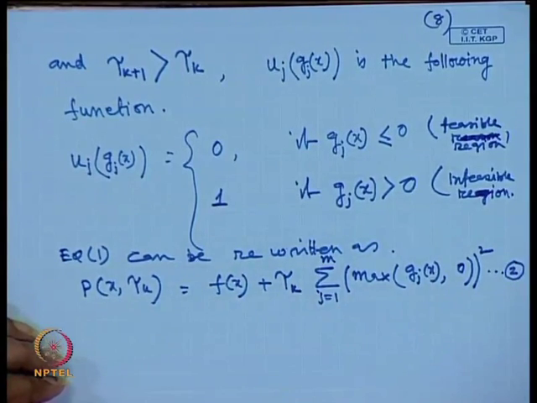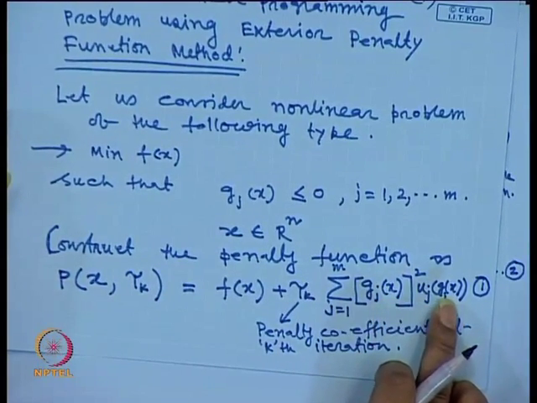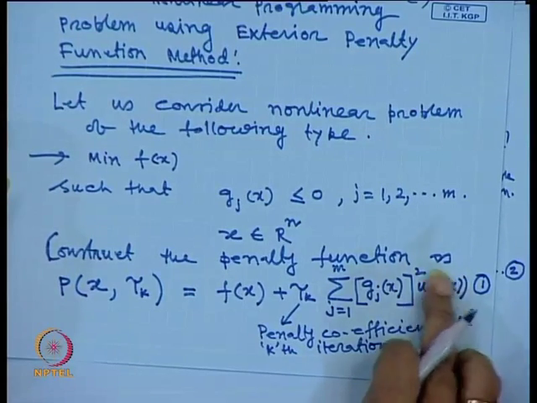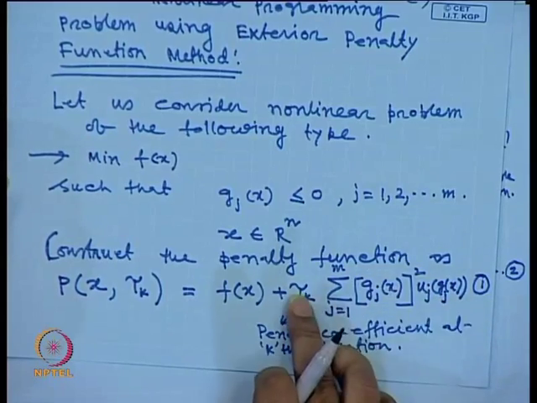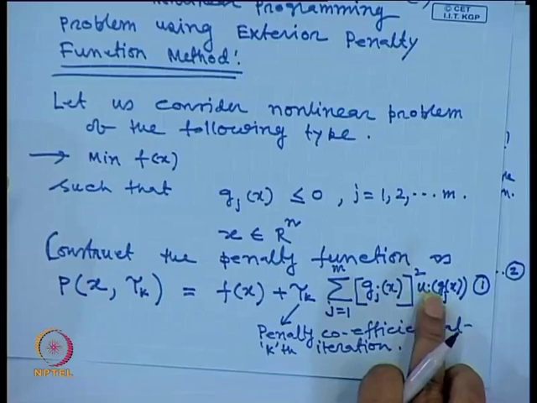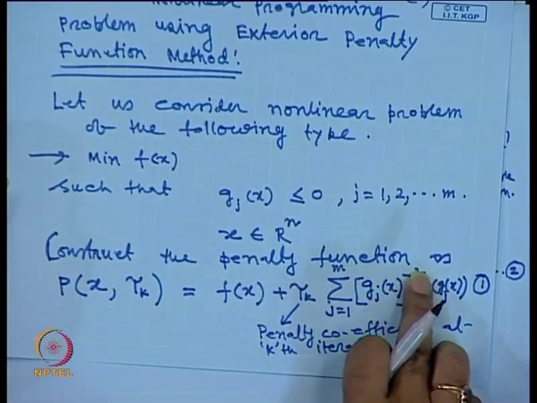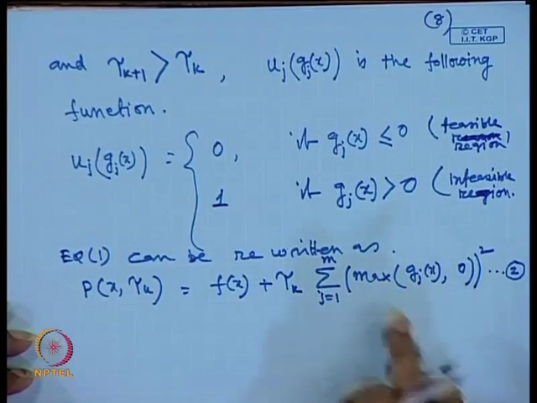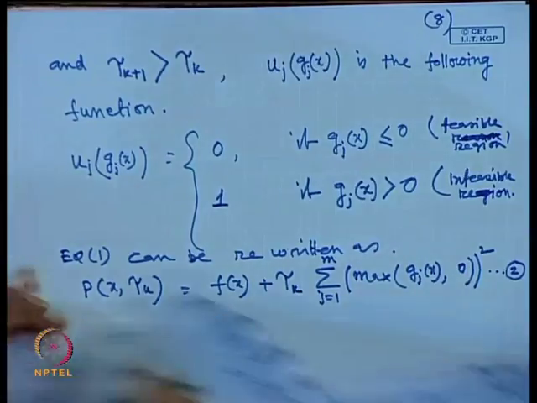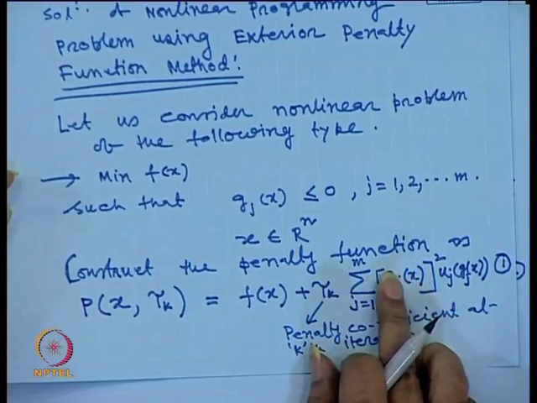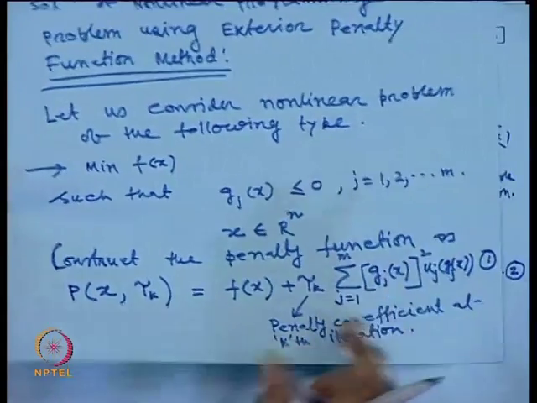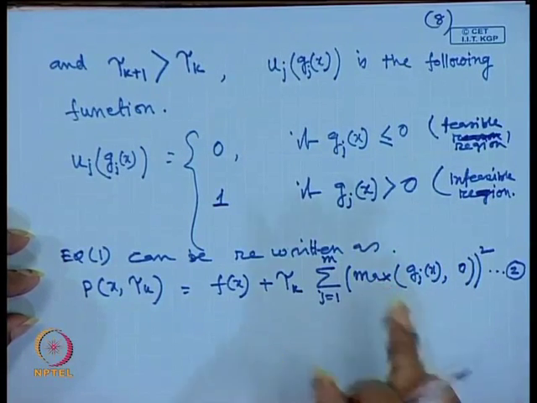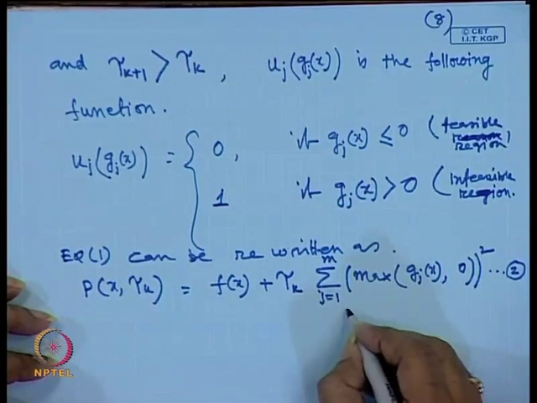How have I written this one? See this one. Agree? When it is the feasible region, that means g_j(x) less than 0, then this quantity value is 0, so the whole part will not be there. When it is outside the feasible region, this value is 1, that means it is g_j(x) whole square times tau_k. Equivalently we can write the maximum of this. When it is not in the feasible region, this value is greater than 0, then the square of this will be positive. Maximum means you take g_j, whatever is the maximum, then square it.